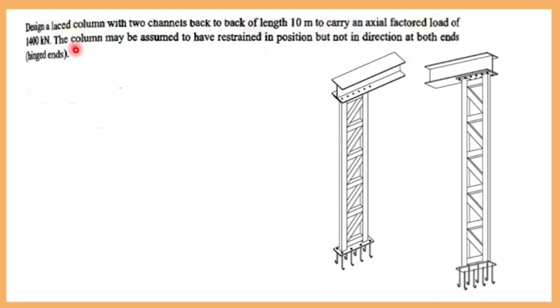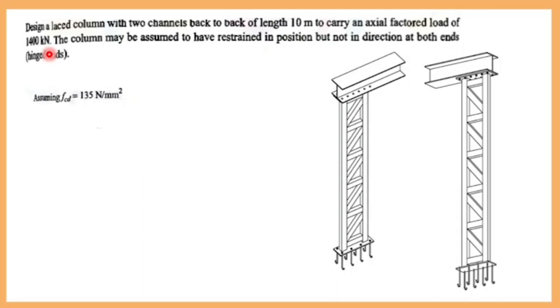Now they have given that the column may be assumed as restrained in position but not in direction at both ends, that is, hinged ends. They have given both ends as hinged. The first step is assuming the FCD. What is FCD? Design compressive stress. D is design, C is compressive, F stands for stress. In the last problem it was 90. Since the load is much higher here, you have to assume a much higher value. Assume it as 135 Newton per mm square.